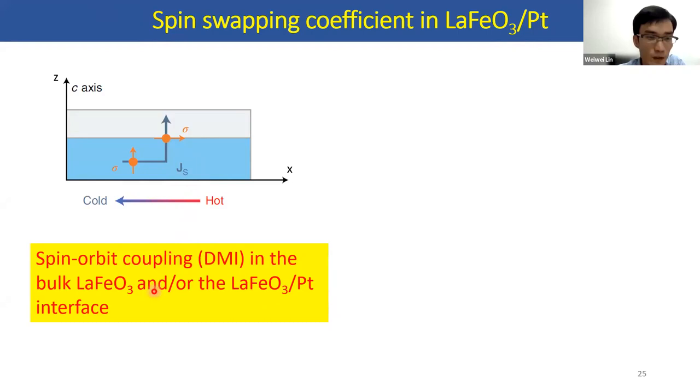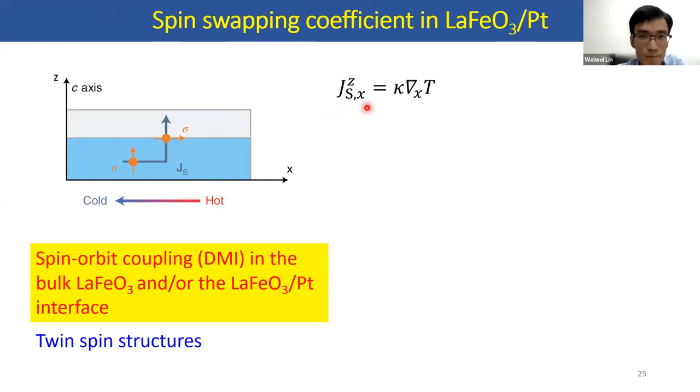Also, as I mentioned before, there is a twin spin structure in this canted antiferromagnet insulator lanthanum ferrite. So the in-plane temperature gradient along the x-axis induces an in-plane spin current with the spin polarization along the z-axis. Kappa is a coefficient between the temperature gradient and the spin current. So we can express the transformation of the spin current along the z-axis, the out-of-plane, and the spin current in-plane, with the spin swapping coefficient, alpha.